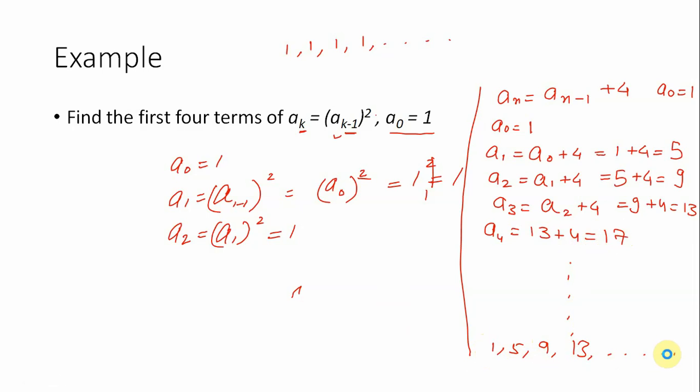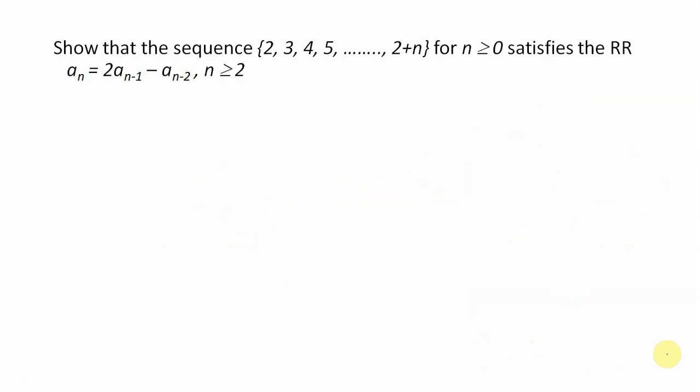Let's take another example, a slightly different example. Show that the sequence 2, 3, 4, 5 up to 2 plus n for n greater than or equal to 0 satisfies the given recurrence relation for n greater than or equal to 2. Right? So let's see this. Now for solving this particular question, we will go the other way around. So we know that an is equal to 2 plus n. This is known to us from the series that has been given. So the nth term of the series is 2 plus n. So an I have got. Now I will use the value of an and this series to identify an minus 1 and an minus 2, and then I will put these expressions over here and verify that LHS is equal to RHS.